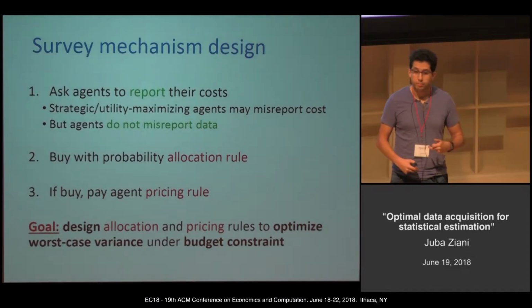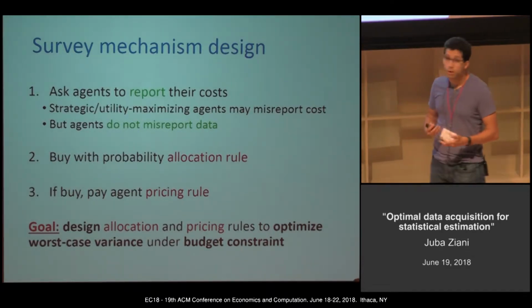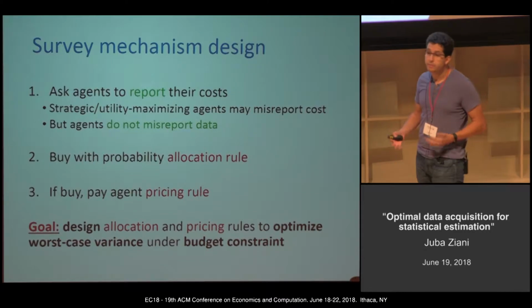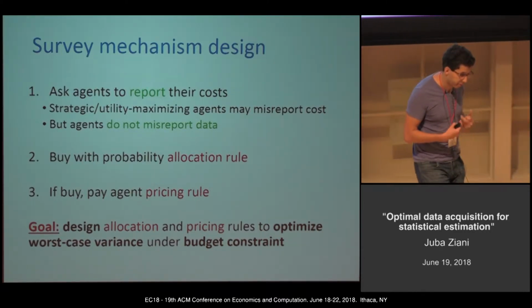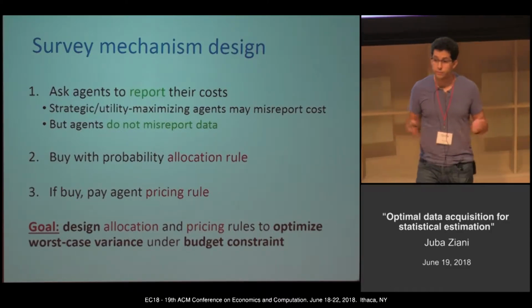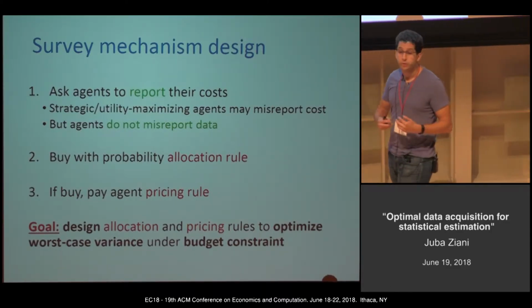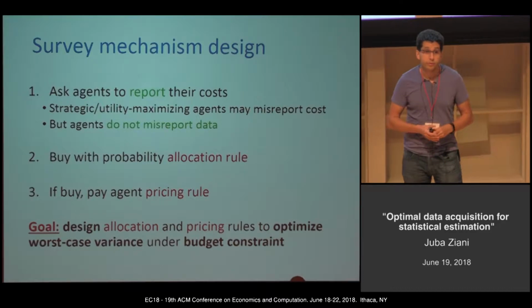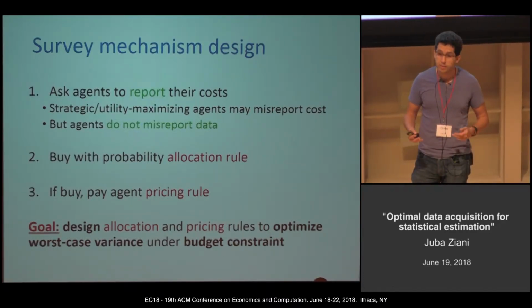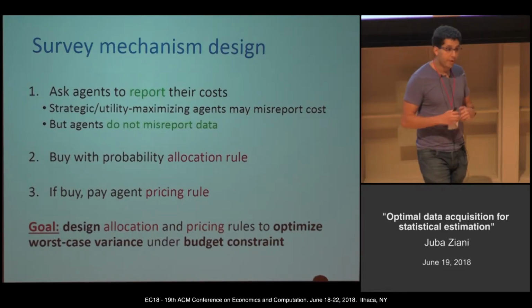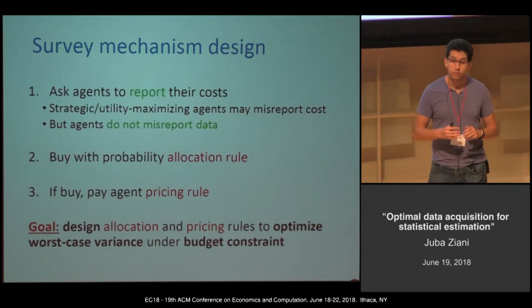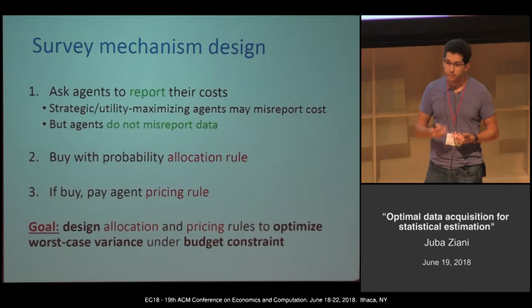So here is how the mechanism is going to work. First, the mechanism is going to ask agents to report their costs. And here we make the assumption that the agents are strategic. They're trying to maximize their utility. So they may decide to misreport their cost to the mechanism if they get more utility from doing so. However, we make the assumption that the agents are not going to lie about their data, so somehow the data is verifiable.